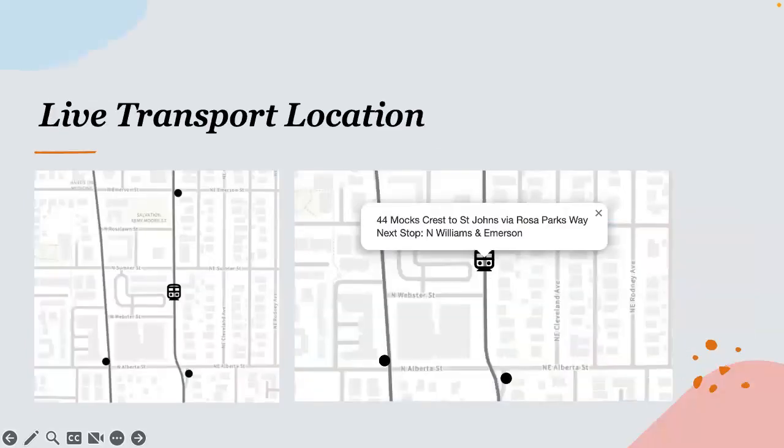Something that I was really proud of implementing was live transport locations. We have these bus icons on the map. They move according to where the bus is currently situated. That is data that we are fetching from Trimet. And when you hover your mouse over that bus, it will also tell you what bus it is and what its next stop is going to be.